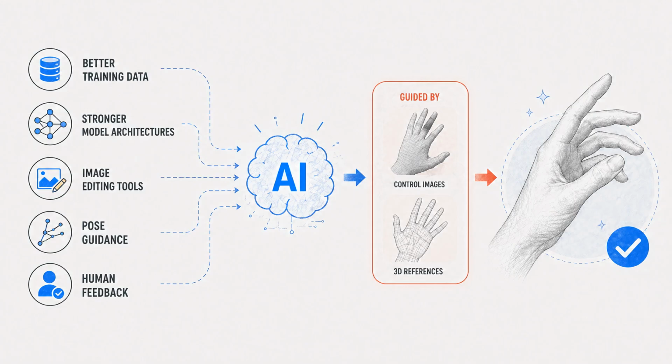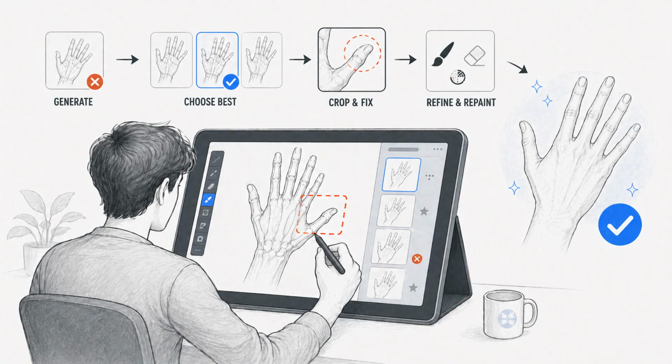AI hands are improving. Newer systems often use better training data, stronger model architectures, image editing tools, pose guidance, and feedback from human reviewers. Some workflows also use control images or 3D references to guide the hand shape more directly. Professional creators often do not accept the first image. They generate variations, choose the best one, crop around errors, repaint problem areas, or use separate tools to fix details. A polished AI image may involve plenty of human judgment after generation.